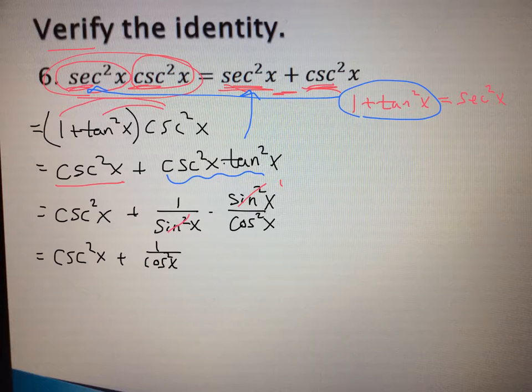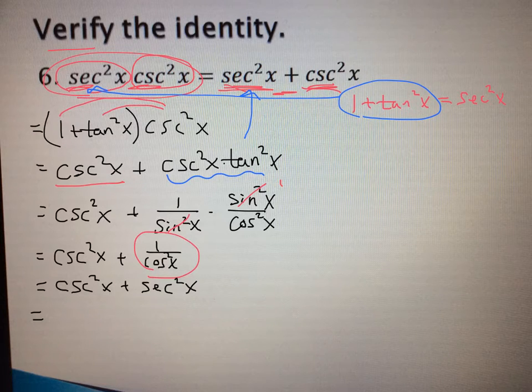And I also see that we could express our 1 over cosine squared of x as secant squared. So let's go ahead and do that. So cosecant squared of x plus secant squared of x, and we're almost there. I just need to change the order so that it's exactly my right-hand side, but we can do that because this is addition. So secant squared of x plus cosecant squared of x, and at that point we have verified our identity.